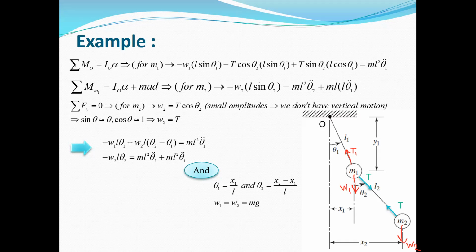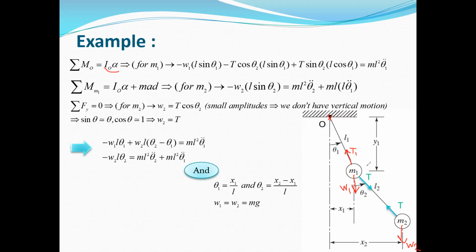We can write the moment equation about point O for mass M1. Because this is a fixed point of rotation for mass M1, on the right hand side of the equation we only have the mass moment of inertia about point O times alpha, where alpha is the angular acceleration, or theta 1 double dot.